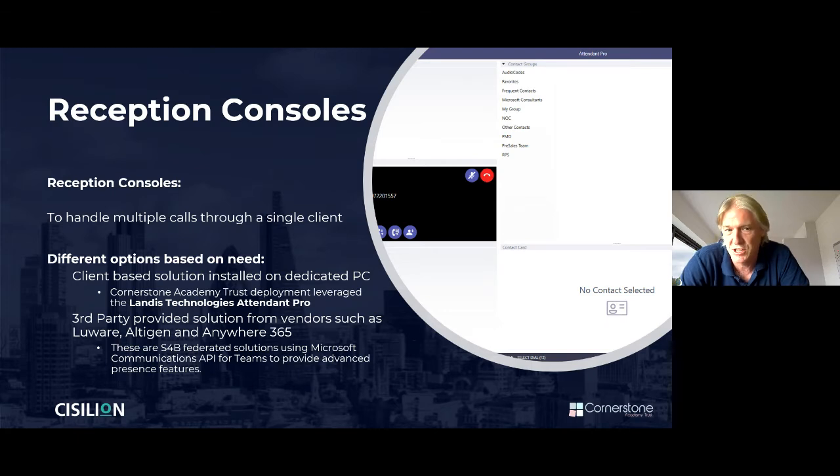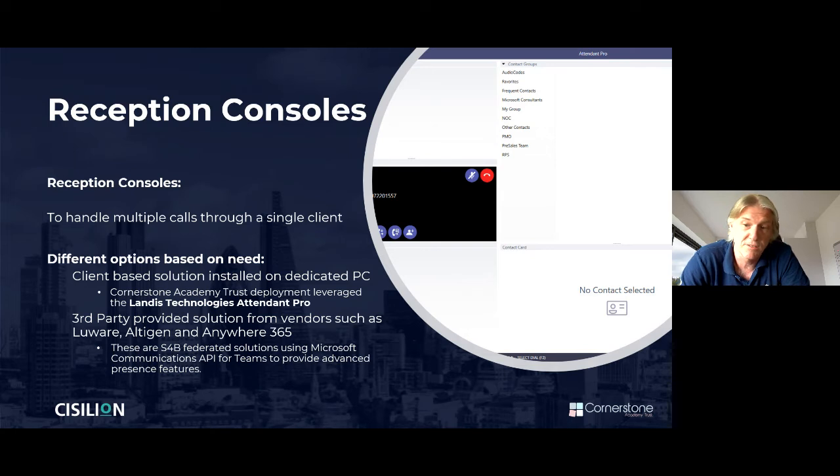The real big change that has happened recently is that we've got more and more vendors out there that are starting to look at what they can do around attendant consoles and reception consoles. So you now get third-party hosted services, a couple of them being Luware and Anywhere 365. And I know we partner with Altigen, don't we, Rob? The console itself is like a Skype for Business federated type service, and what the hosting company is doing is using the new Microsoft Communications API to provide some advanced presence and some advanced routing in the background.